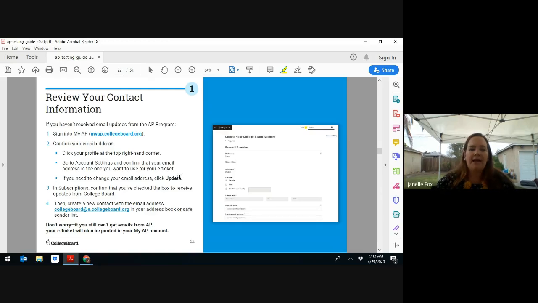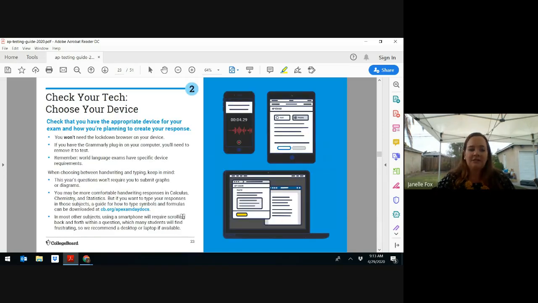At myap.collegeboard.org, you can confirm your address. This is just a quick little slide of things like check your email address, check your account settings, all that good stuff. And just remember, even if you don't get that email with your e-ticket, you can still get your e-ticket by logging into your AP account. They're putting it in 2 places, so there's going to be no reason that you're not going to be able to find that e-ticket number 2 days before our exam. We're going to check our tech, okay? If for some reason you have a Grammarly plugin on your computer, they really emphasize this, because that's something that they use.